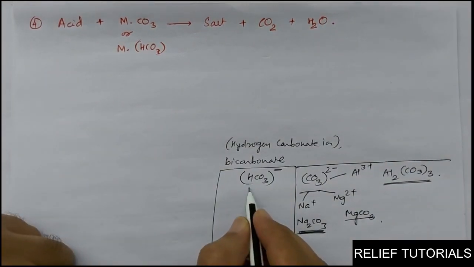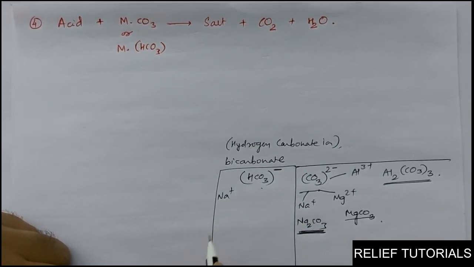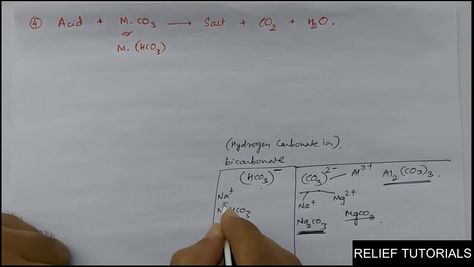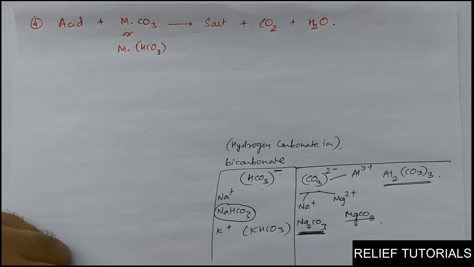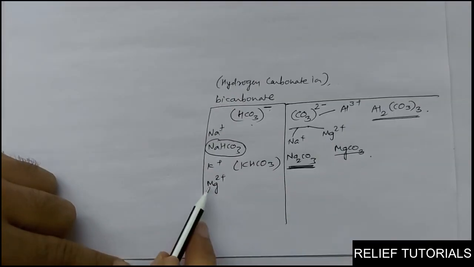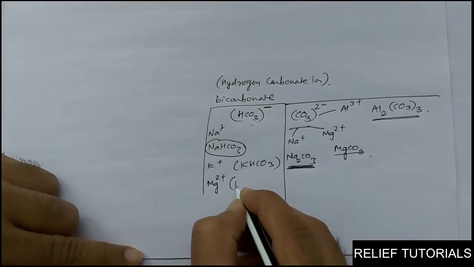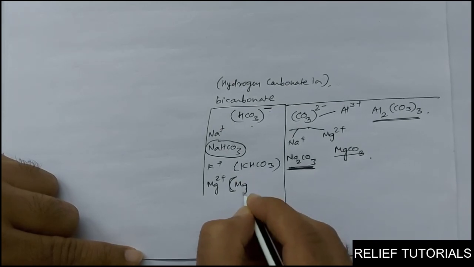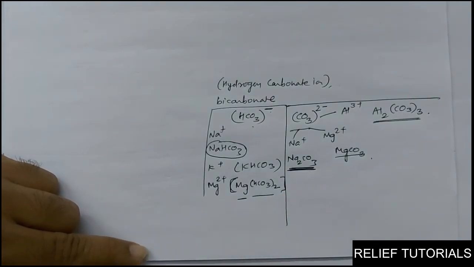So now when this HCO3 1 minus ion reacts with any one of the metals, let us say if it reacts with Na plus, so it's 1 plus 1 minus, it forms NaHCO3, sodium bicarbonate. If it reacts with K plus, it forms KHCO3, potassium bicarbonate. If it reacts with Mg2 plus, so 2 plus, 2 will be given to HCO3, so it forms Mg(HCO3)2, magnesium bicarbonate.